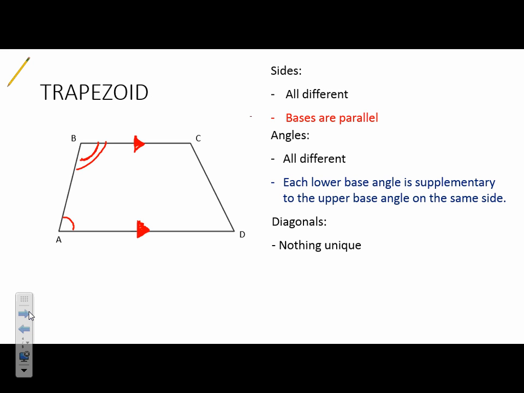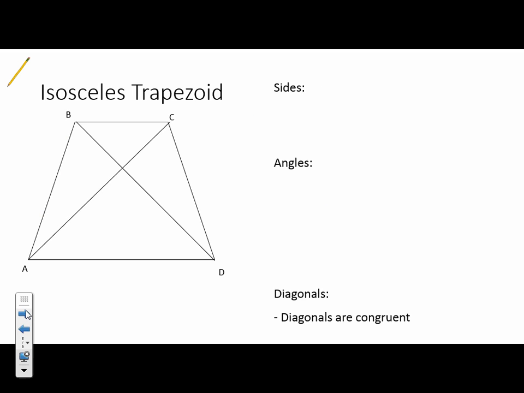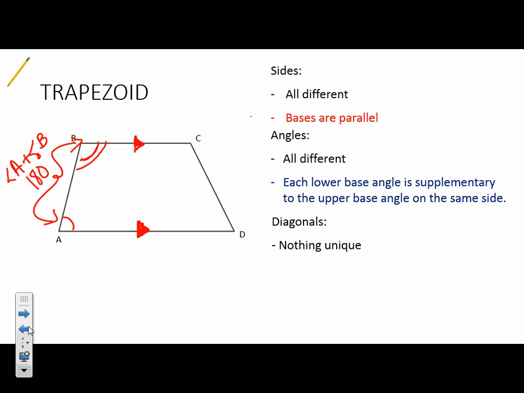That means if I go up the side of that trapezoid, these two right here, while they will not be equal to each other, they will add up to make 180 degrees together. Angle A and angle B will add up to make 180 degrees. Okay, so we do have some angles that add up to 180, even though we may not have angles that are exactly equal. Make sure that you wrote down the diagonals, nothing unique, okay?